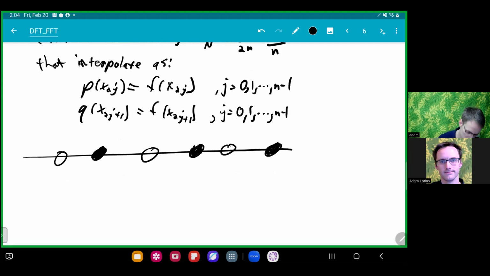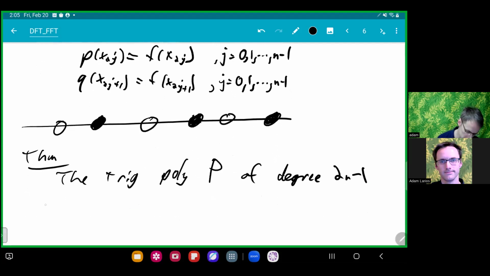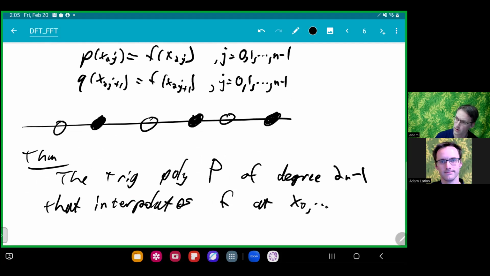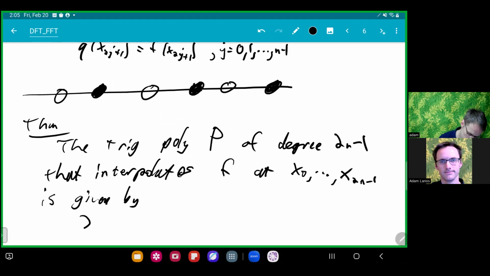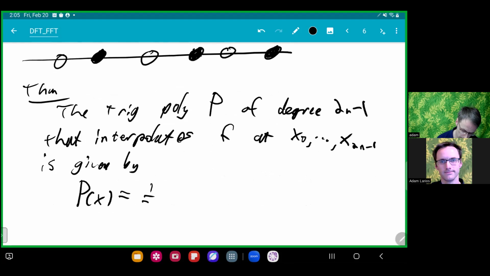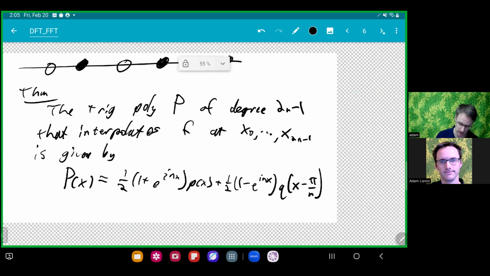But let's take a look at this theorem that the trigonometric polynomial capital P of degree 2n minus 1 that interpolates f at x0 through x2n minus 1 is given by capital P of x is equal to 1 half times 1 plus e to the i n x times little p of x plus 1 half times 1 minus e to the i n x times q at a shifted version here, q at x minus pi over n.